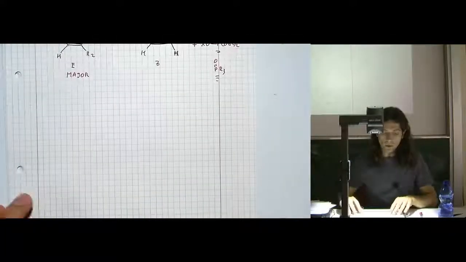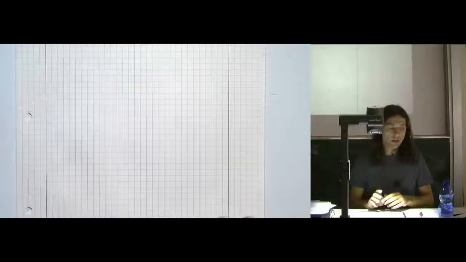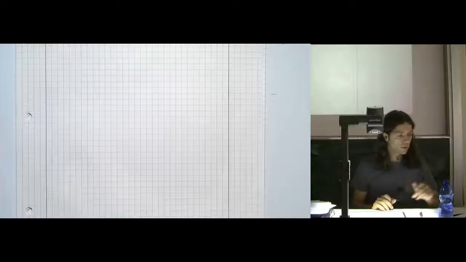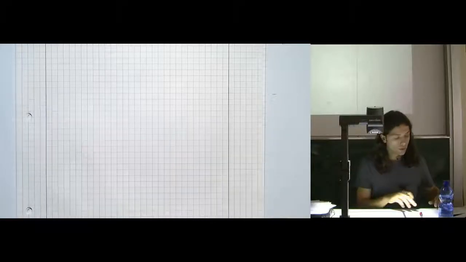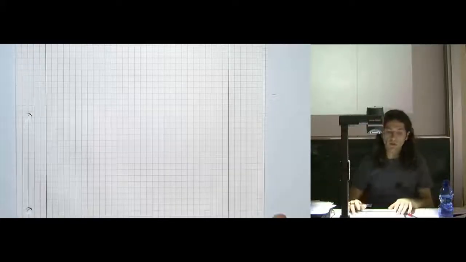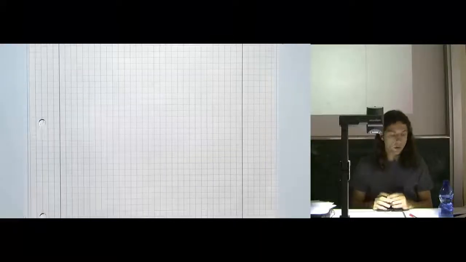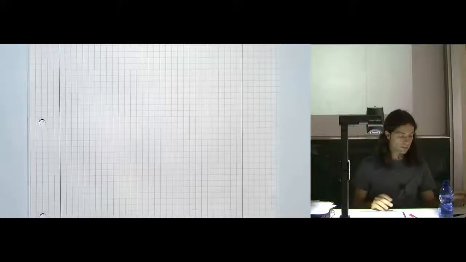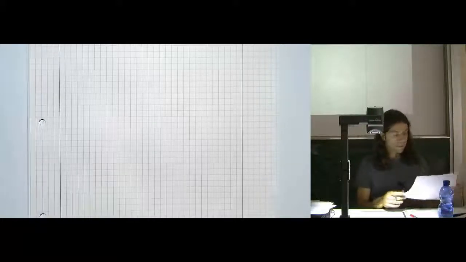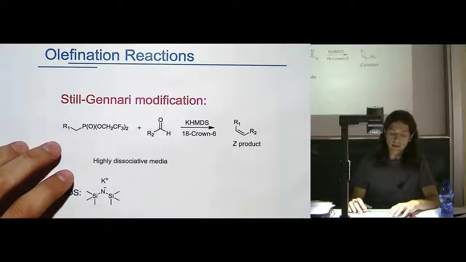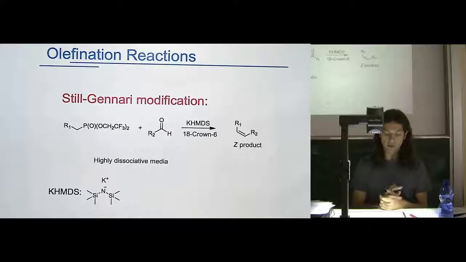So the Horner reaction depends really a lot on the structure of the phosphonate. Whatever modification we make to the phosphonate structure will modify the stereochemistry of the process. One important modification of the Horner reaction is the Still-Gennari modification. This is the general scheme.